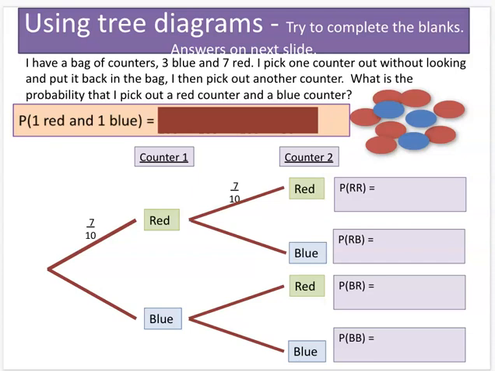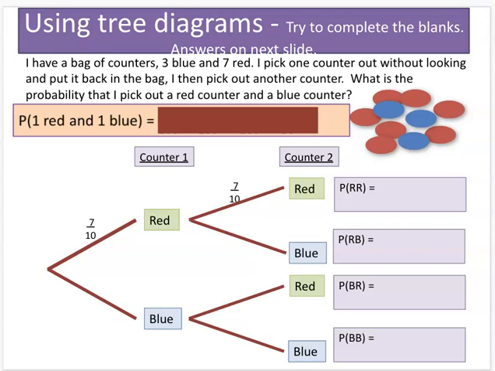All right, let's talk tree diagrams with and without replacement. Here's an example. You can quiz yourself while you're watching. If you have a bag of counters, 3 blue and 7 red, and you pick out one counter without looking, and you put it back in the bag, then you pick out another counter. What's the probability that you pick out a red counter and a blue counter?